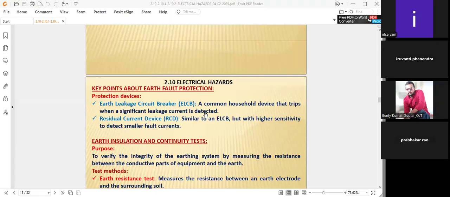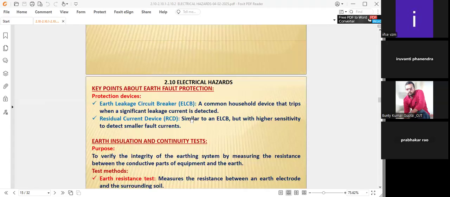Because the earth potential is zero, wherever high voltage or high current is there, it will definitely go to the earth, without damaging the MCB, without the fuse cutting off, without damaging the stabilizer, without damaging the equipment. Therefore, it will go to the earth only. That means earth is very, very important. For that, we have to look at ELCBs and the RCD, the residual current device.